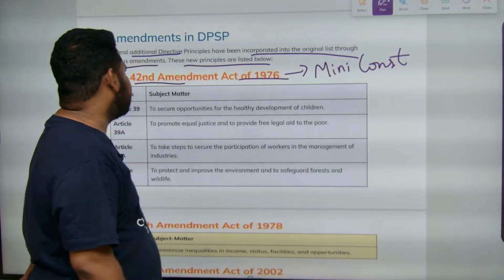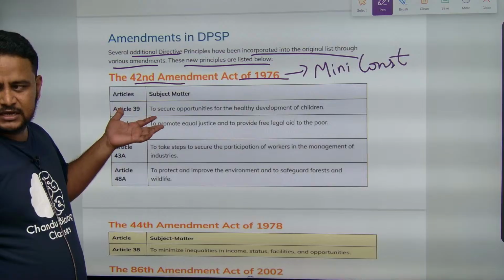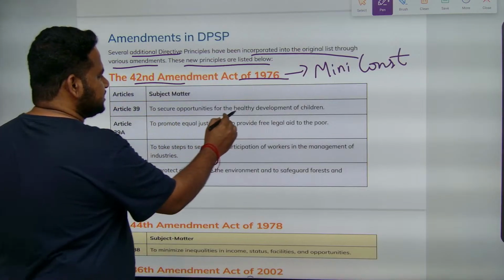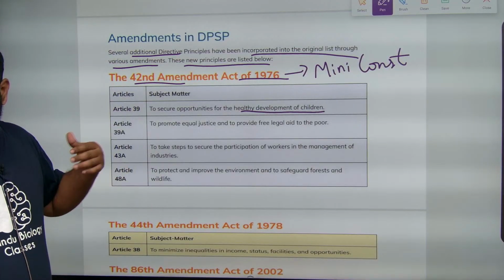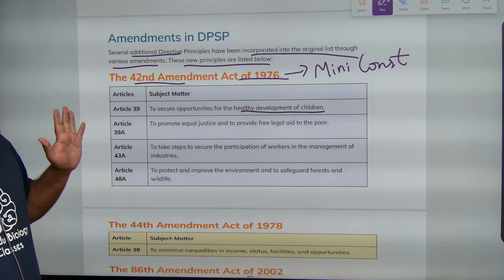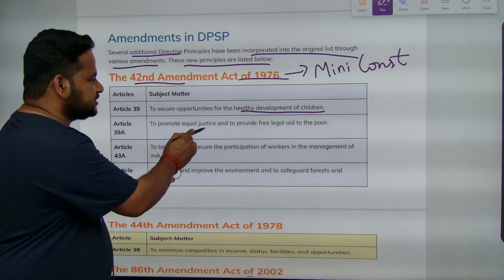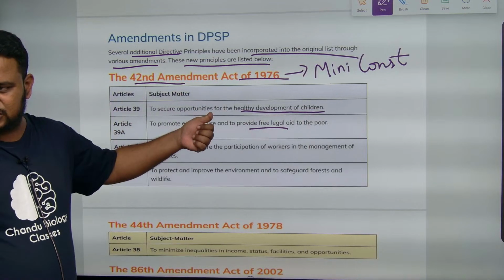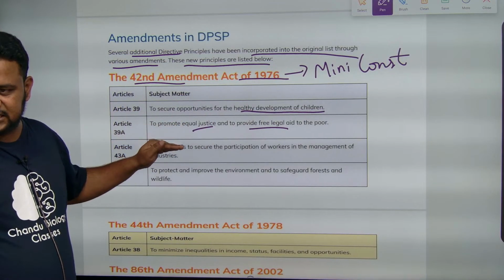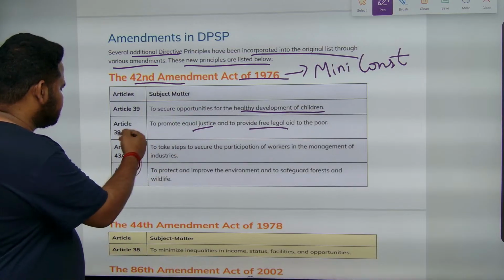Now 42nd Amendment Act, under this, what are all the articles that are incorporated? To secure opportunities for healthy development of children. Article 39 is talking about healthy development of children. Article 39A is talking about equal justice and free legal aid. Already we spoke about this. Article 39 is healthy condition of children. Next is 39A, equal justice and free legal aid.